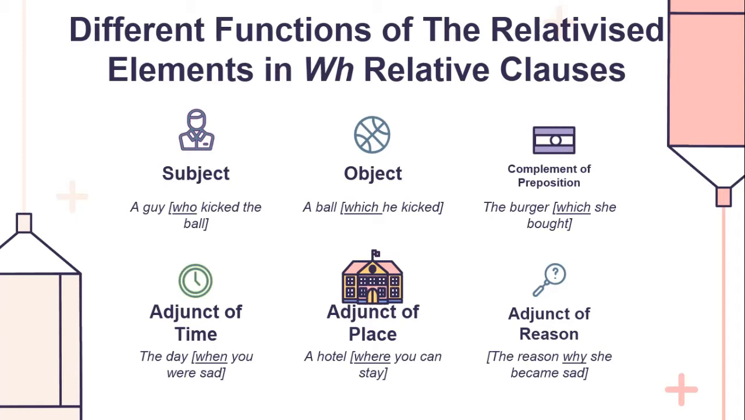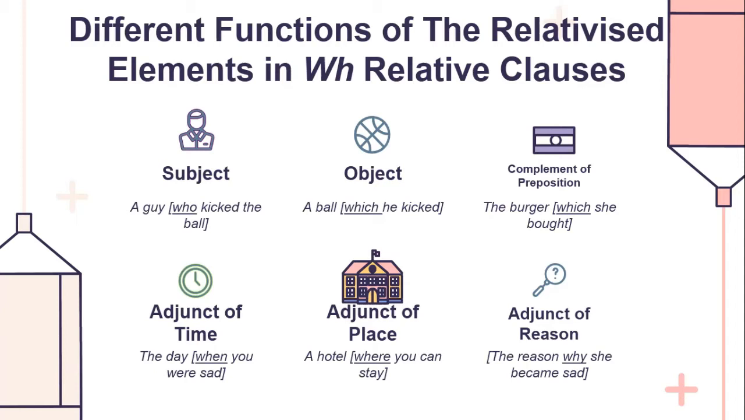So the pronoun "which" here is modifying the head noun "a ball." And the normal declarative sentence is "he kicked the ball." "A ball" here is an object. And so it's also the same as the rest of the functions, as you can see in the complement of preposition.